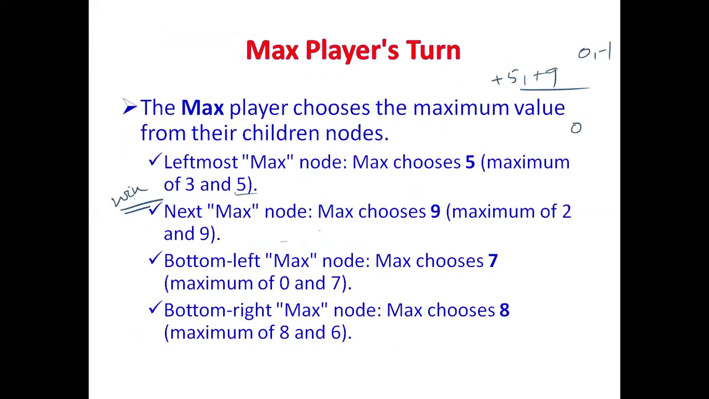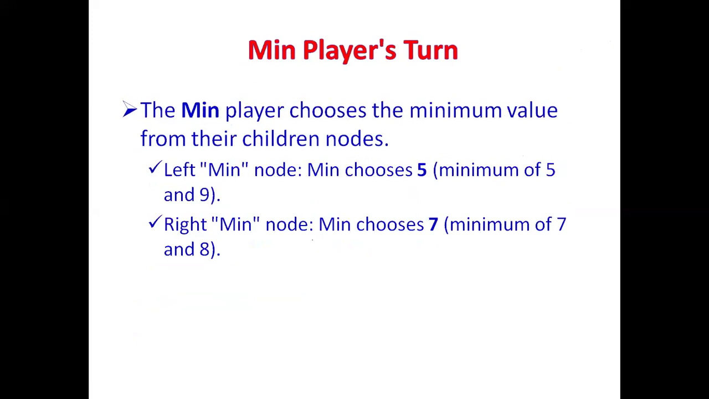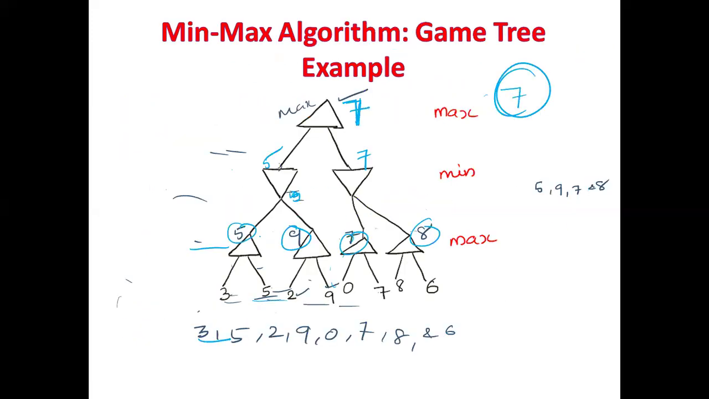The next step is maximum player win. In this case, these steps are to be written in the examination. Next, min player turn. Here, the third step: first, the maximum value is selected. This symbol represents the minimum. The minimum value among these two will be selected.